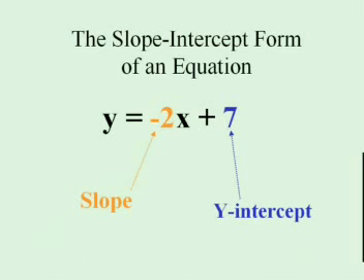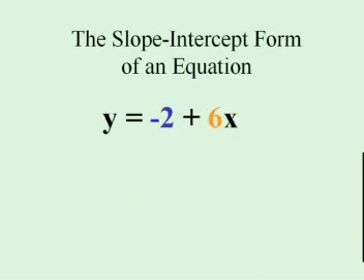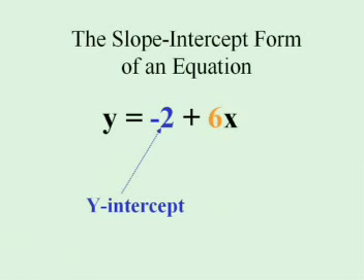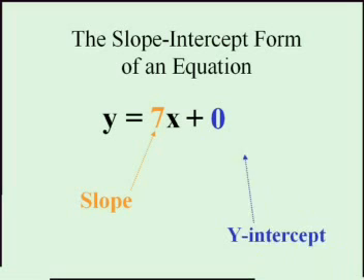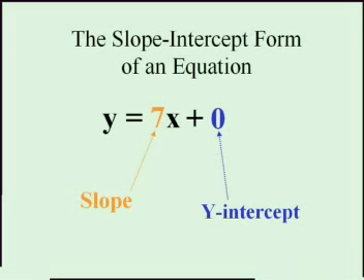Now note, I said the number in front of x is the slope, not the first number, the number in front of x. So if I switch it, negative 2 is still the y-intercept, and 6 is still the slope, the number in front of x. How about this one? Well, it'll still work. 7 is the slope. What's the y-intercept? Well, what's the number sitting by itself, the constant? You could have written plus 0. Okay, so you kind of have to imagine that, and the y-intercept will be 0.